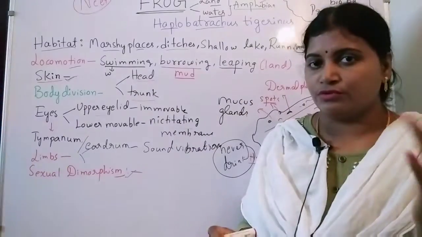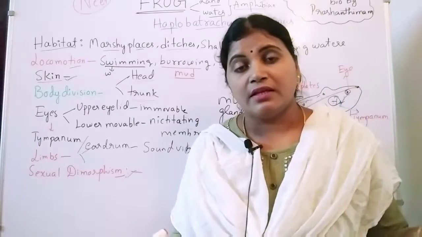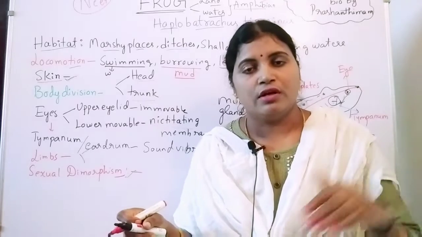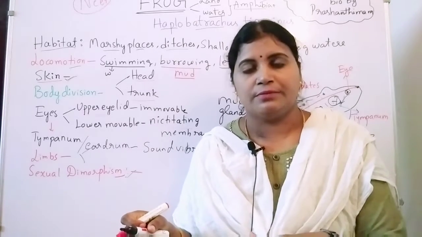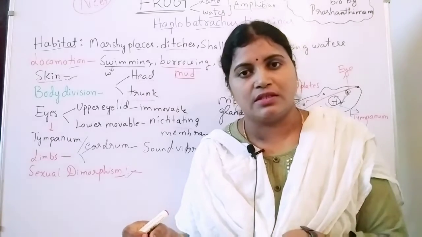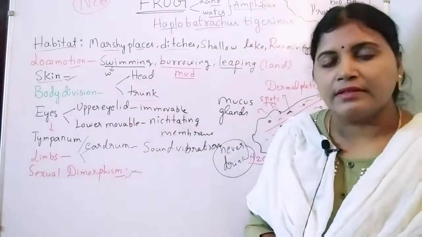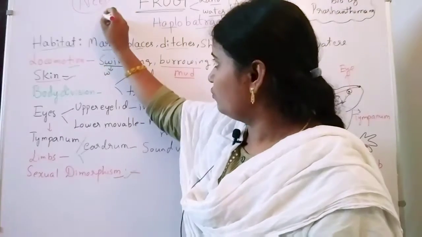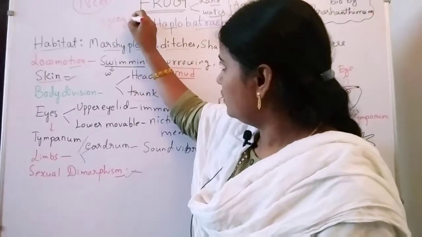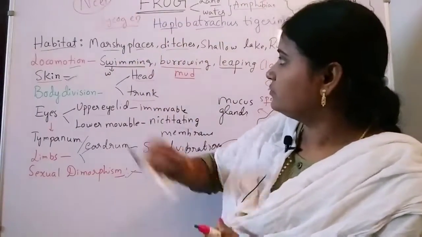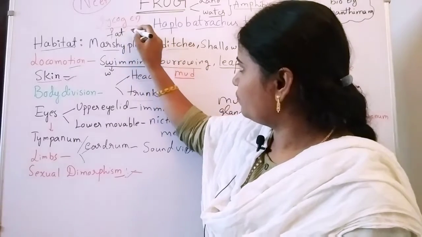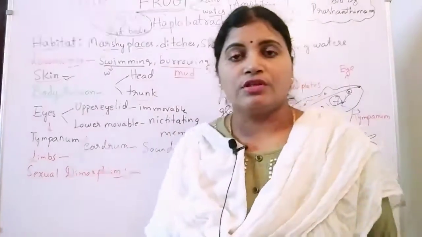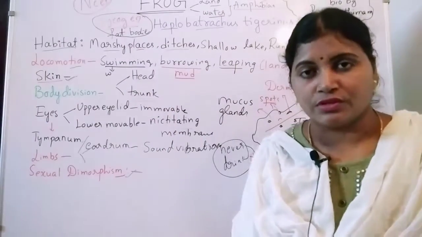For breeding purposes they come out. Then what happens in the remaining seasons, winter and summer? At this time the frog undergoes winter sleep and summer sleep. That is also known as hibernation and aestivation. During that period the frog utilizes energy sources, that is glycogen and fat bodies.